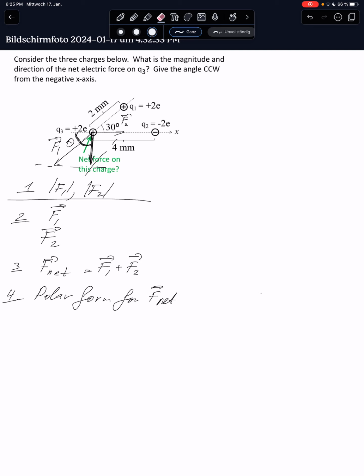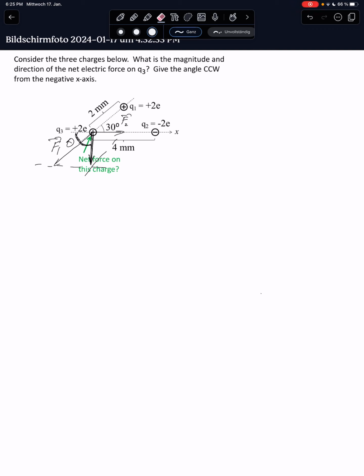Okay, so let's proceed with this plan. We will start with step number 1, to find the absolute value of F1 and F2. I will clean it up a little bit here. To find the absolute value of F1, we'll use Coulomb's law, which tells us that it's given by the Coulomb constant times the magnitude of q1 times the magnitude of q3, divided by the distance between them squared. Let me call it distance d13 squared.